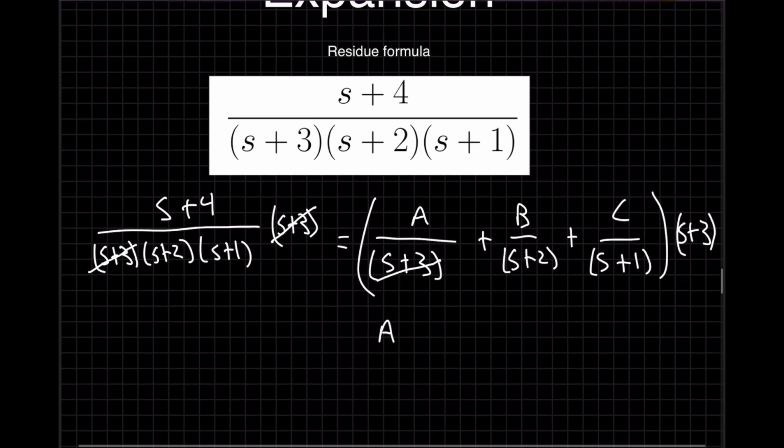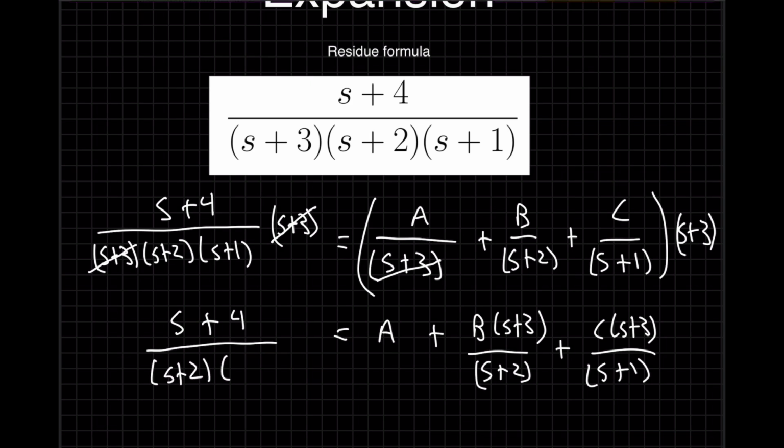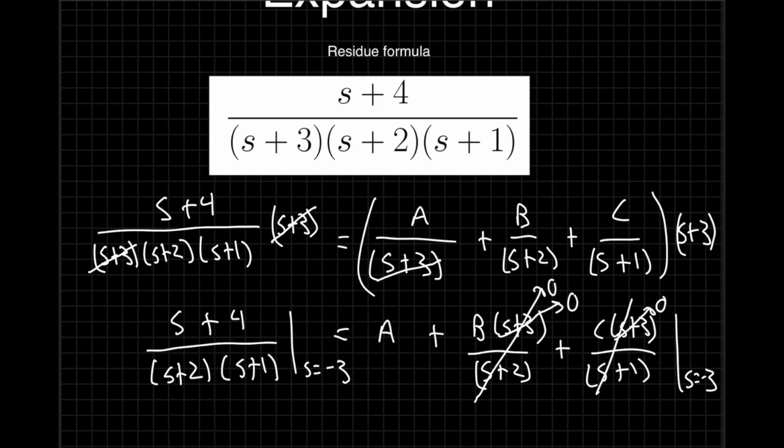And we're going to have A plus B times s plus 3 over s plus 2, plus C times s plus 3 over s plus 1. And this is all going to be equal to s plus 4 over s plus 2 times s plus 1. So now, what if we just evaluate both sides at s equals, let's say, -3. Evaluating at -3 is the root here, so this term goes to 0, the whole term goes to 0, and this term goes to 0 as well.